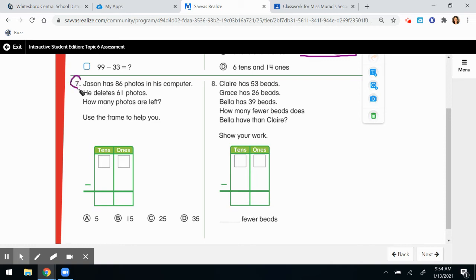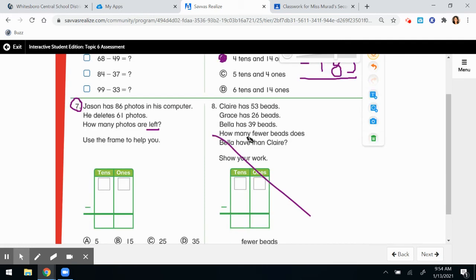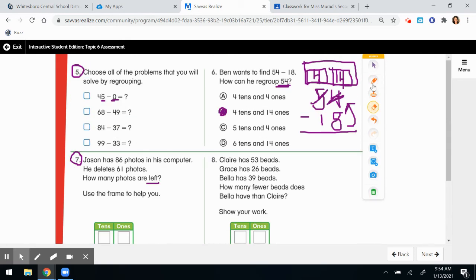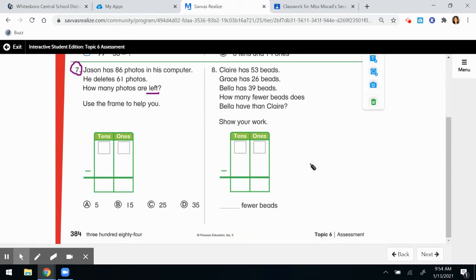I'm going to let you do number 7 by yourself. I will read it to you. Number 7 says, Jason has 86 photos in his computer. That's our whole. He has 86 photos. He deletes 61. How many photos are left? You can go ahead and solve that one, and you could use this frame here to help you. Let's look at number 8 now. You will see a couple problems like number 7 on your test, and you will see one like number 8 on your test as well.